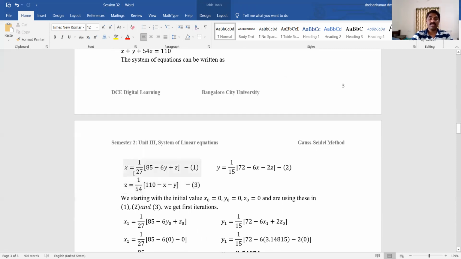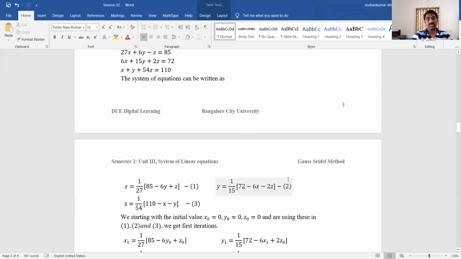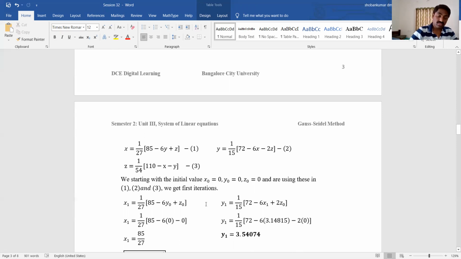According to Gauss-Seidel method, x is equal to 1 by 27 into 85 minus 6y plus z, call it equation 1. y is equal to 1 by 15 into 72 minus 6x minus 2z, this is equation 2. And z is equal to 1 by 54 into 110 minus x minus y, this is equation number 3. Now by choosing the initial values x naught, y naught, z naught all zeros, we get the first approximate values of x, y, z as x1, y1, z1.